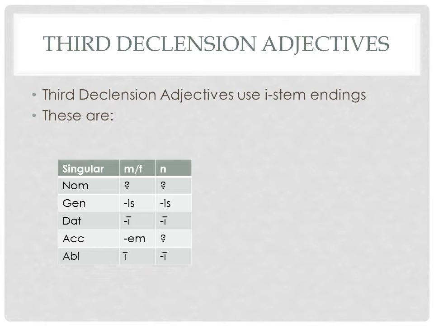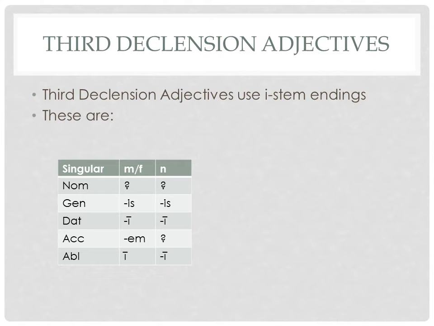You'll notice I put some question marks in here. That nominative singular, as we've seen in nouns, can have a whole lot of different looks. These are going to be provided for us, just as we just saw. For instance, with fortis, forte, fortis would be the masculine feminine nominative singular. Forte would be the neuter nominative singular.